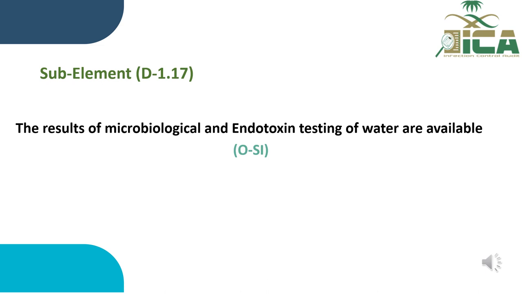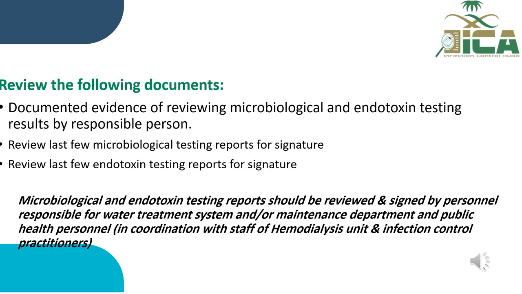Sub-element D1.17. The results of microbiological and endotoxin testing of water are available. This is determined by observation and staff interview. Review the following documents: documented evidence of reviewing microbiological and endotoxin testing results by responsible persons. Review the last few microbiological testing reports for signatures. Review the last few endotoxin testing reports for signatures.